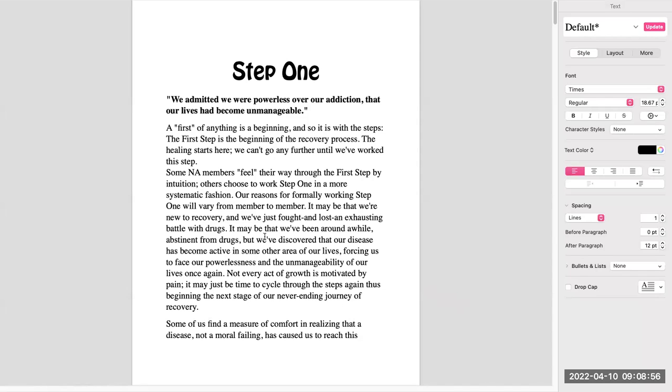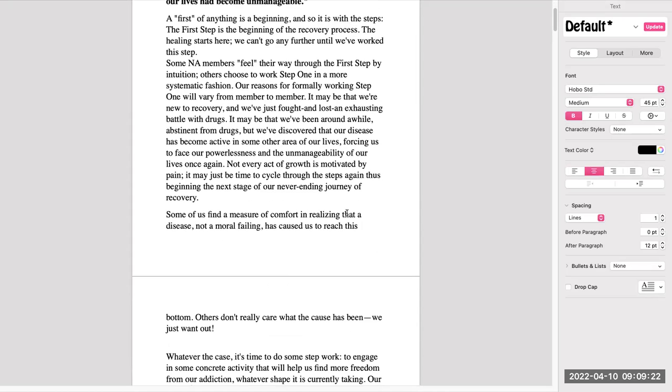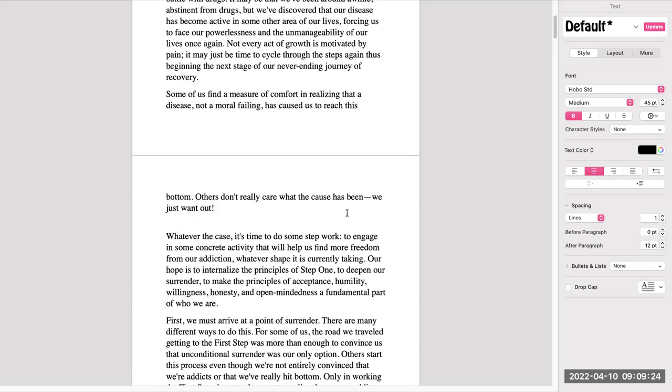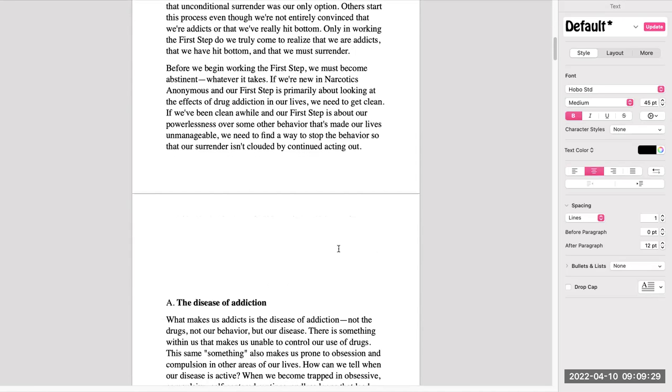Okay, so the beginning of your step working guide should look something like this. It has a whole dialogue before you get to this point, right? It has the intro. So before you get to step one, there are a few pages that I have not copied here. So now here we are at step one. You're going to read as much information on step one as possible, but definitely read through this, until you get to this section called the disease of addiction.